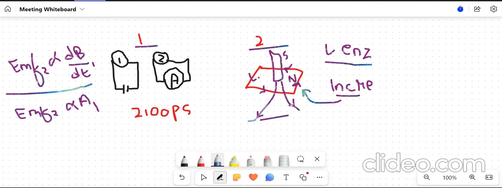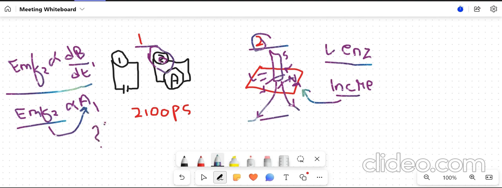But here we have two loops. Here we have only one loop, so area is accountable. In the second case, area is accountable. If there is more area, then there is more current. This is the second case. But here, even if we increase the area of loop 2, or decrease the area of loop 2, it will have no effect because EMF is totally dependent on area 1. Why is that so?